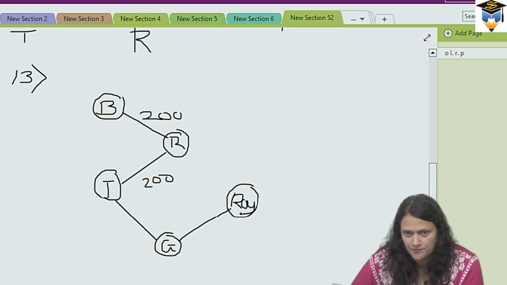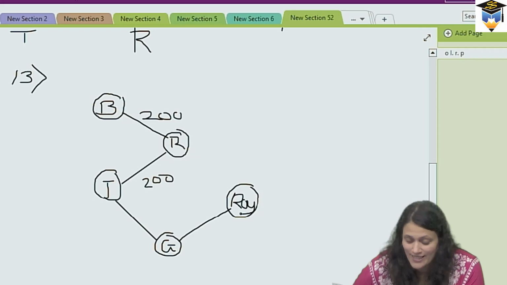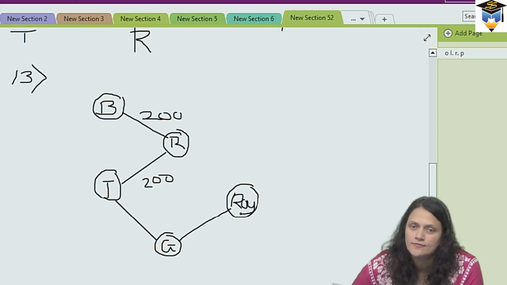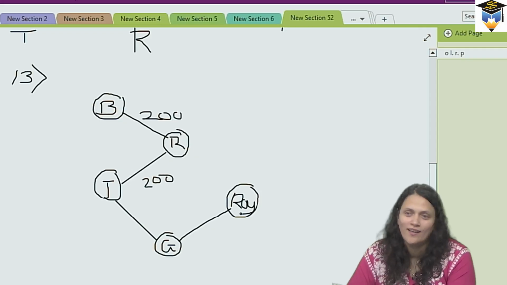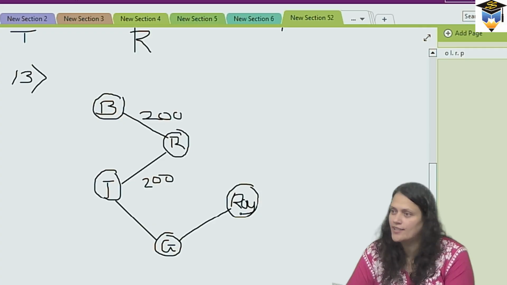East, west, southeast. Correct, so that is option A. So understood?